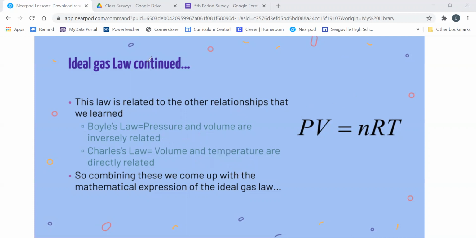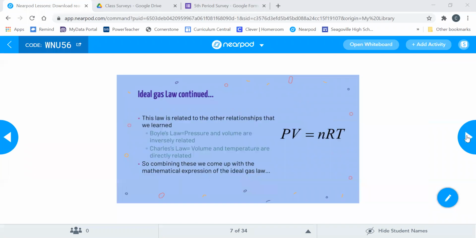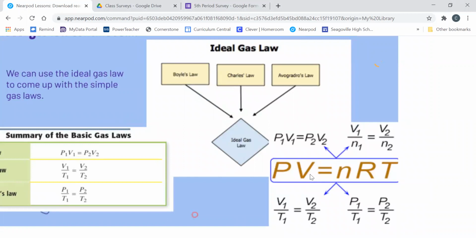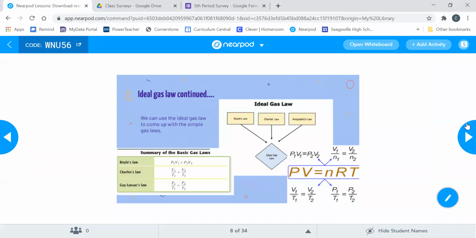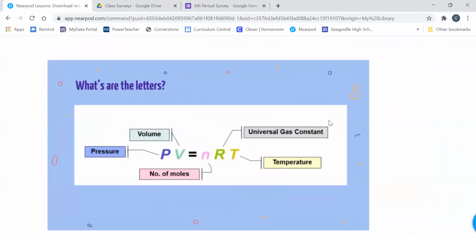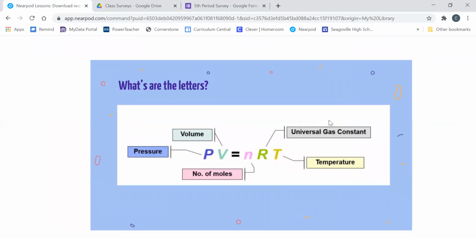The other thing that you guys need to know about this is, well, we already went over this, but you can use this ideal gas law, the one with the N and the R, to come up with all the other laws, because you can basically pull them out from that one. But if you do not know what these letters mean, then you're gonna have issues, because you need to know what numbers and what units go in there.